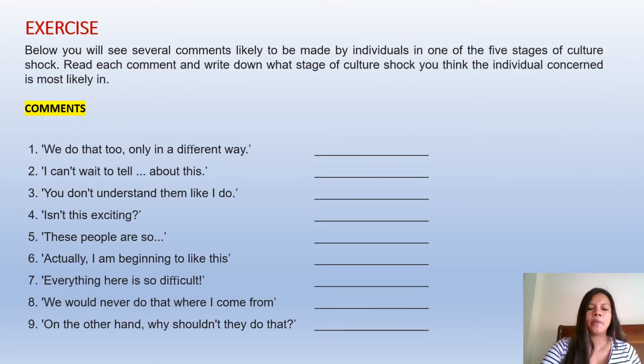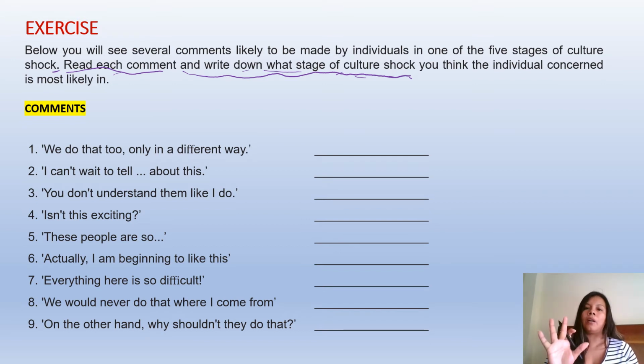Okay, guys, so now we're going to do the exercise. Let's review what we have to do. It says, below you will see several comments likely to be made by individuals in one of these stages of culture shock. Read each comment and write down the stage of culture shock. We are going to read the comment and then we're going to write down what stage of culture shock you think the individual concerned is most likely in. Remember that the 5 stages are honeymoon, what else?